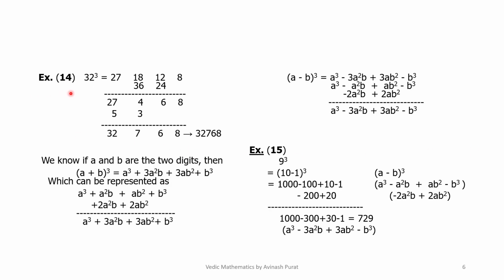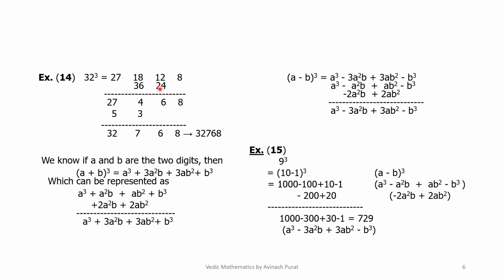14th example, 32 cube. Now the cube of 3 is 27 and the 3 to 2 ratio, that is, divided by 3 multiplied by 2. 27 divided by 3 is 9, multiplied by 2 is 18. 18 divided by 3 is 6, multiplied by 2 is 12. 12 divided by 3 is 4, multiplied by 2 is 8. The 18 multiplied by 2 is 36, 12 multiplied by 2 is 24. So 8, we take the totals now.